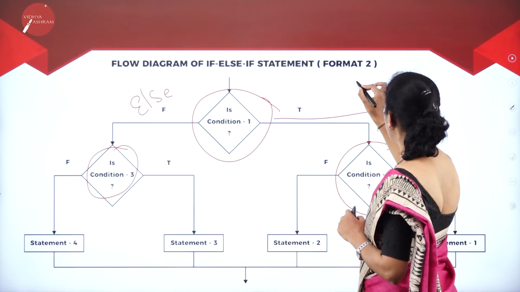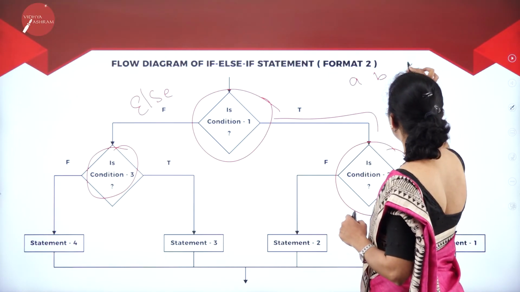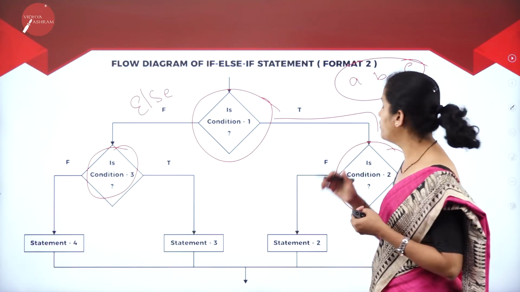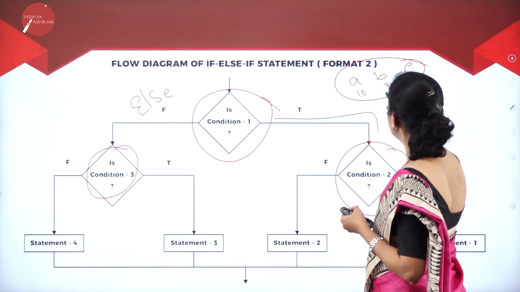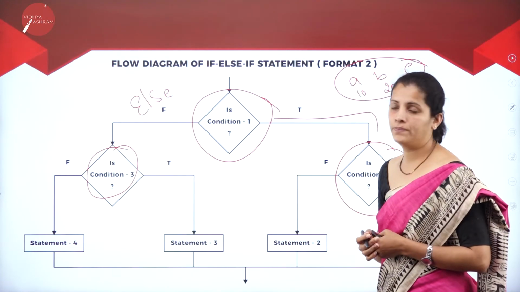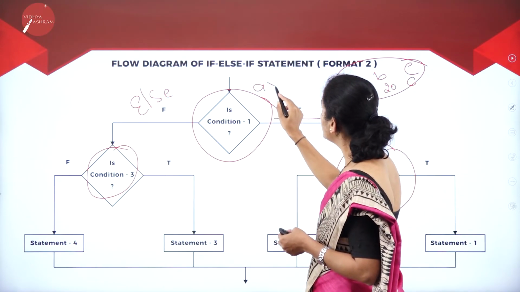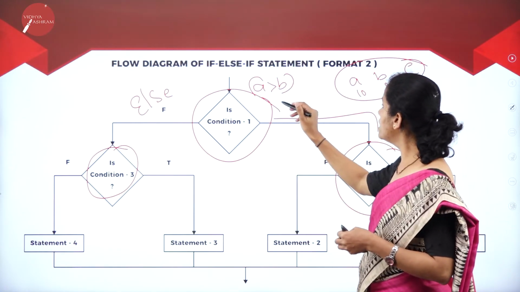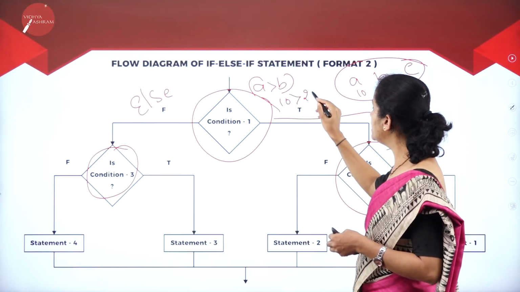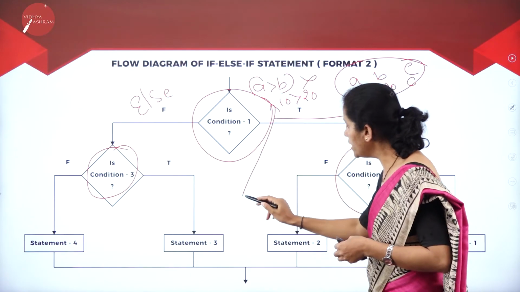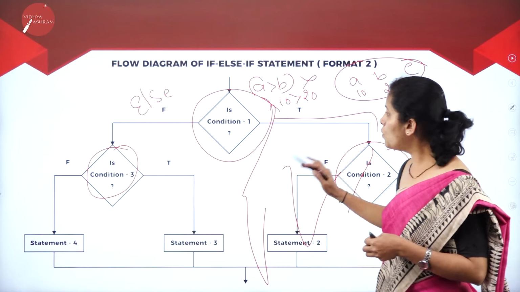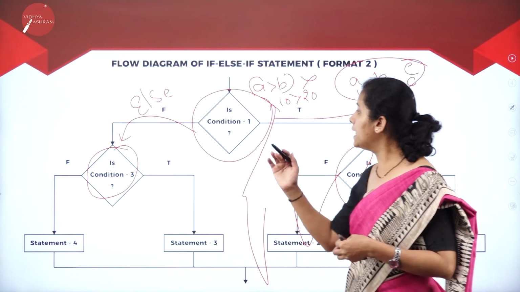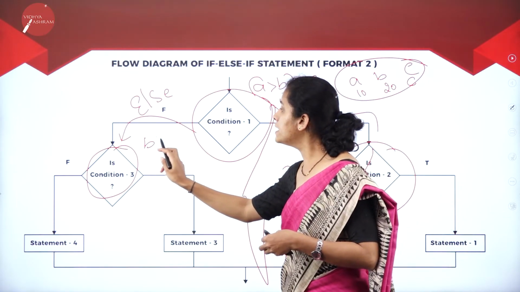Fine. Think that I'm having A, B and C, and I want to find the largest of these three. For example, A is 10, B is 20, C is 30. Okay, first I'll write A greater than B. What is A here? It is 10. 10 greater than 20, condition is false. So I won't execute this statement. So what I will do, I'm going to enter into the else part. So in my else part, I'm going to check B greater than C.